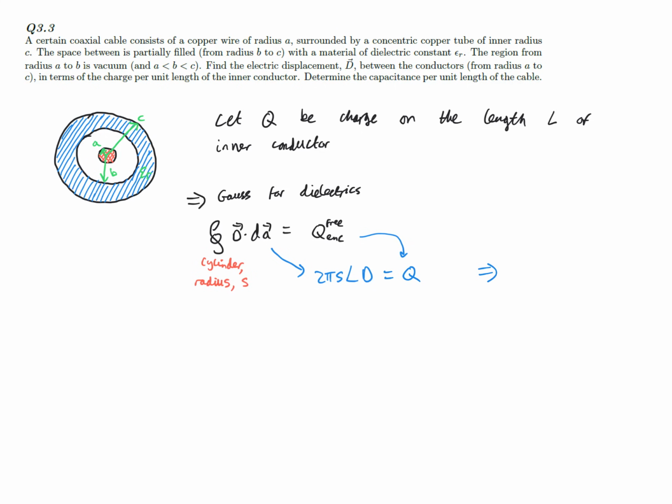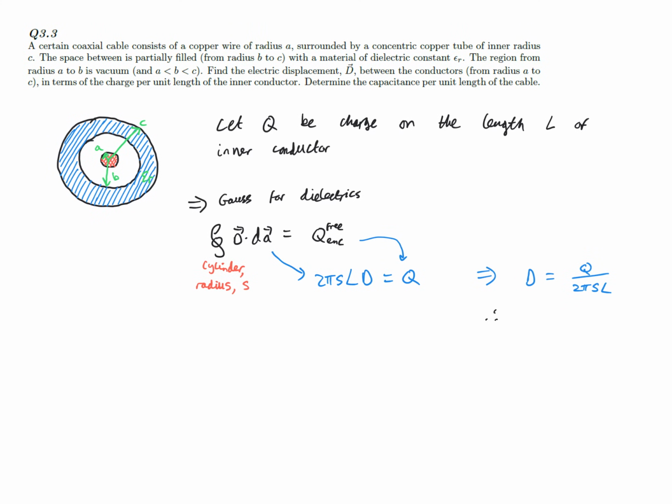And so putting all of that together, we learn that the electric displacement is Q over 2 pi s L. And if we want to convert that back into a vector, the electric displacement is, of course, a vector quantity. Then the magnitude of that vector is this quantity, Q over 2 pi s L. And of course, that's in the s hat direction by the cylindrical symmetry of the problem. So that's the first part of the question done.